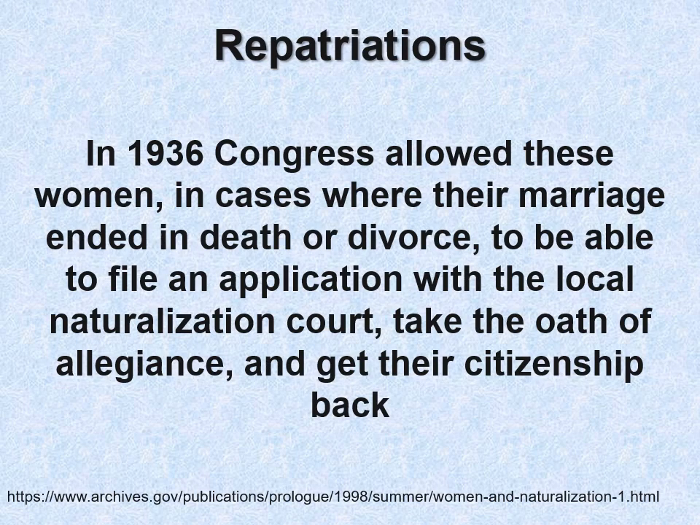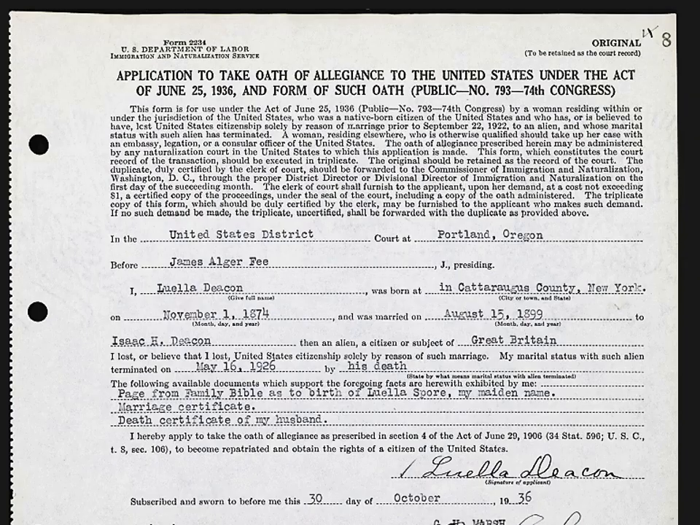In 1936, Congress allowed these women, in cases where their marriage ended in death or divorce, to file an application with a local naturalization court, take the oath of allegiance, and get their citizenship back, making it a little bit easier. And so here is this application to take this oath of allegiance.